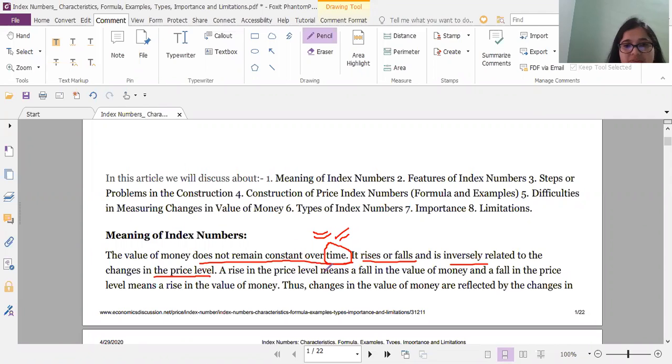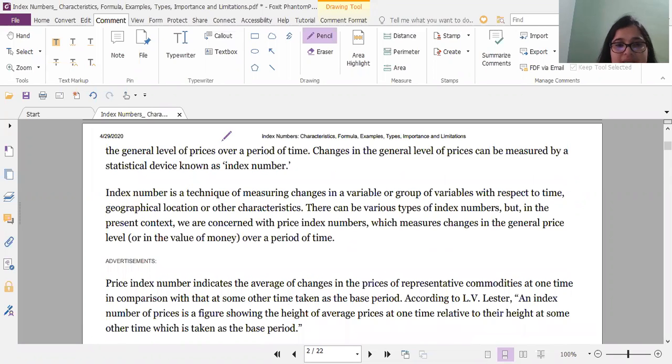So a rise in price level means a fall in the value of money. So it's inversely related, right? If the price is rising, then the value will fall. And a fall in price level, vice versa, means a rise in the value of money. Thus, changes in the value of money are reflected by changes in the general level of prices over a period of time. See, this period of time is very important. Any definition in economics is always over a period of time, within a time limit, right? The time period is very important.